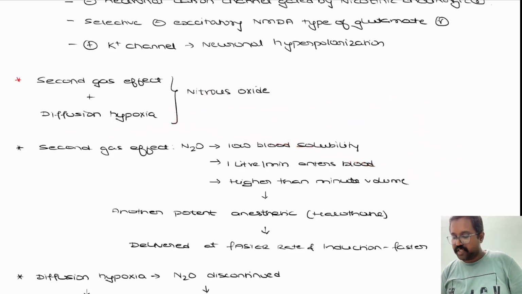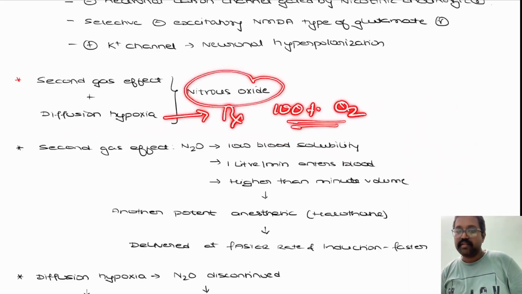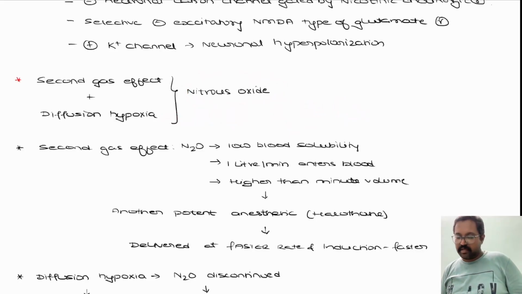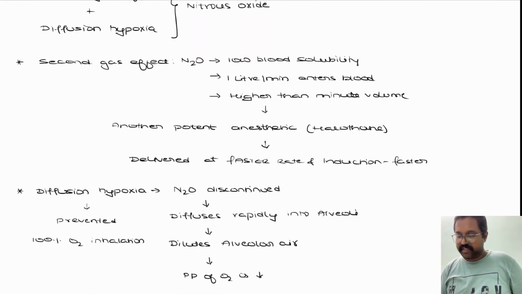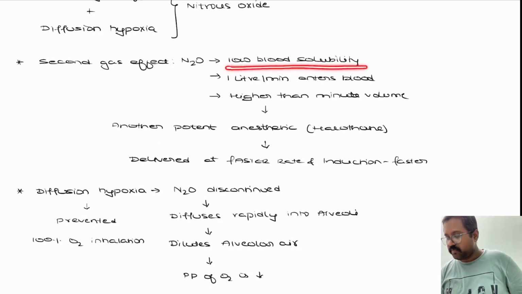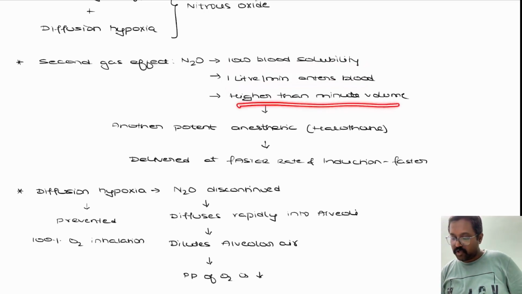Diffusion hypoxia is treated by administering 100% oxygen just prior to the stoppage of the nitrous oxide. So second gas effect is seen with nitrous oxide. Because nitrous oxide has low blood solubility, 1 liter per minute will enter the blood, and it is higher than that of the minute volume.